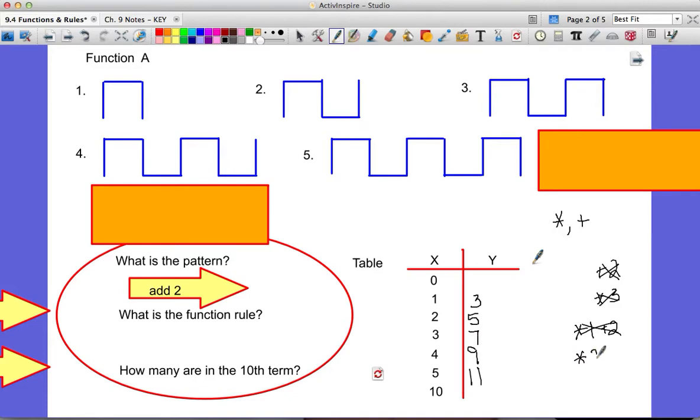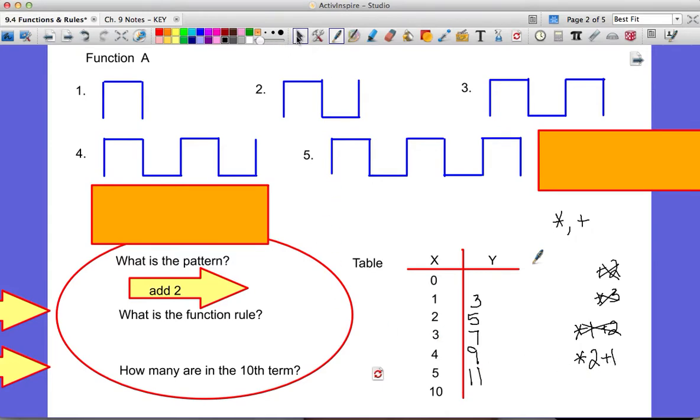Times 2. 1 times 2 is 2, plus 1 will get me to 3. So we're going to try the function times 2 plus 1. 2 times 2 is 4, plus 1 is 5. 3 times 2 is 6, plus 1 is 7. 4 times 2 is 8, plus 1 is 9. And 5 times 2 is 10, plus 1 gives us 11.